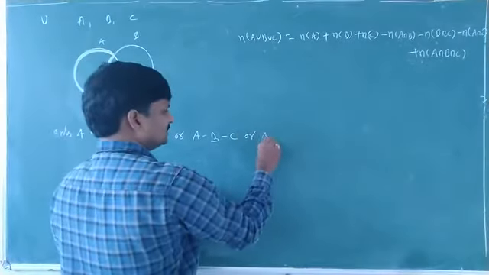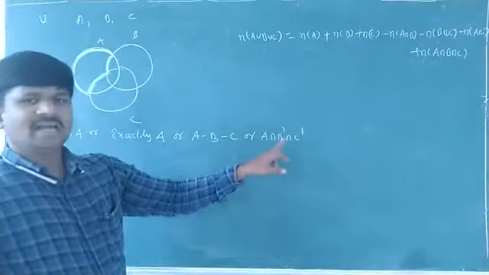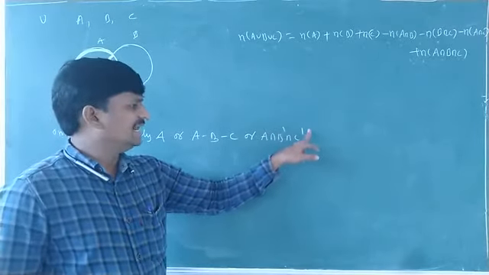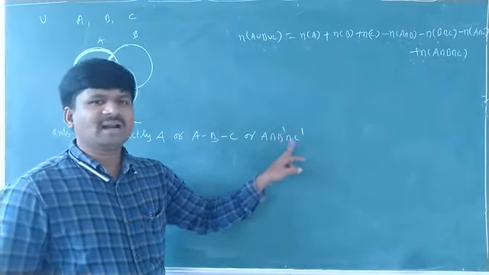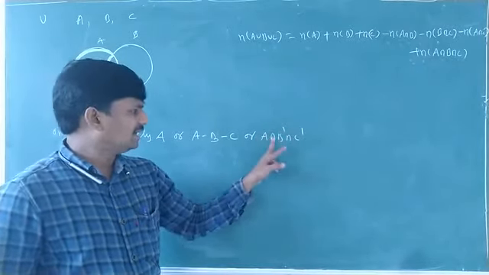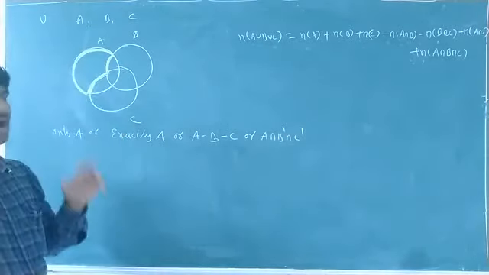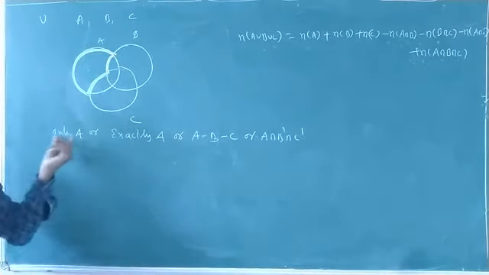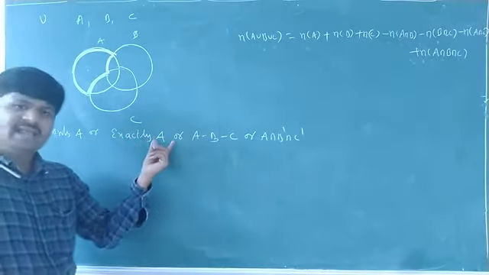Or like this also you can say A intersection B dash intersection C dash. I already explained yesterday in some questions, B dash means not happening, C dash means not happening. That means only A: it's not B and not C. Only A and not B and not C. So these are all the notations of this part only. Only A, or exactly A.